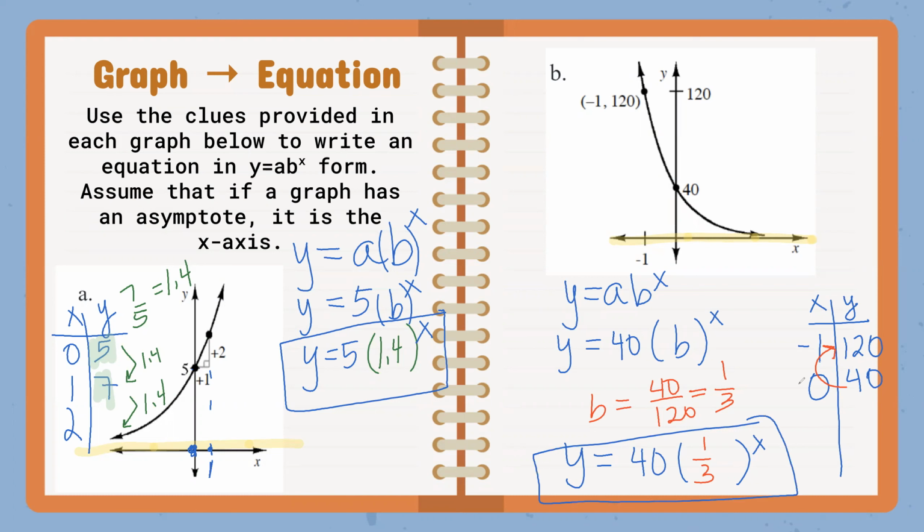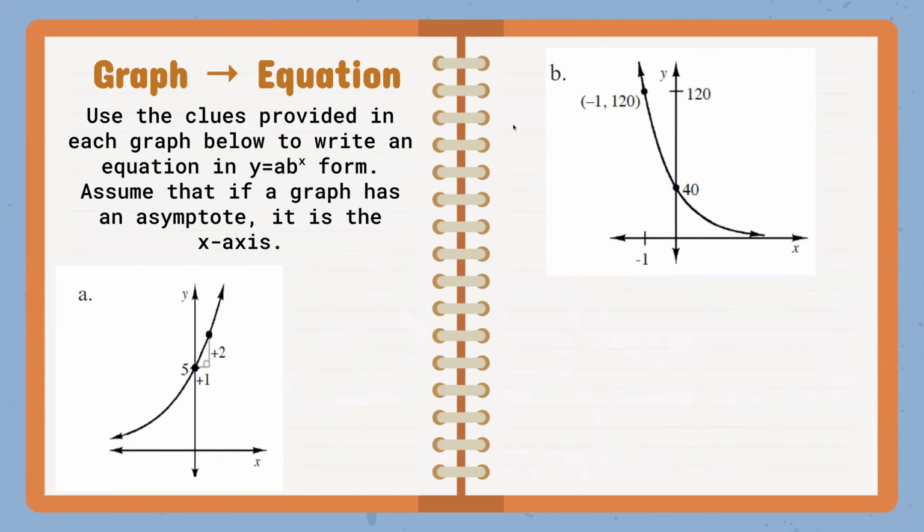And that is it. So each of you should at least be getting half of this correct because a is just your y-intercept. And in these two problems, you were given the y-intercept. So you only need to find b. And to find b, you divide the y value by the y value for the x before. Okay, and always test it too. Test to see, is 120 times 1/3 equal to 40? It is. So you know that the multiplier is correct.